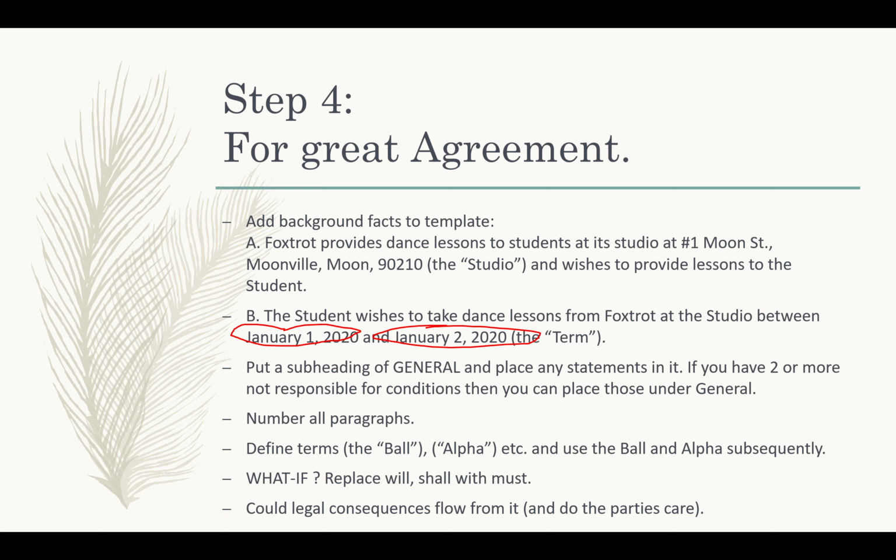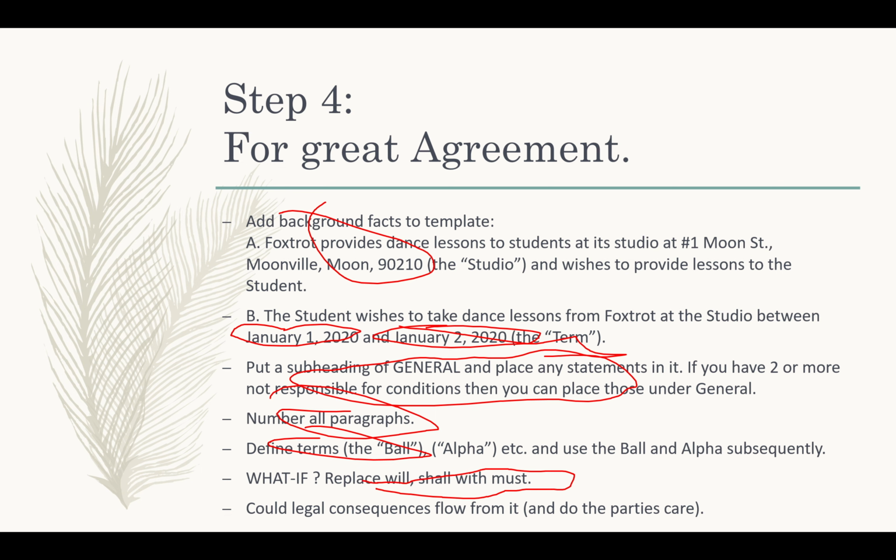So we've covered defining the terms, we've covered numbering all the paragraphs, subheadings, headings. Let's see, what have we left out? We covered some of the background facts. Generally, we try and use must instead of will and shall because that's the modern way to do it. You can still use will and shall. And finally, you need to make sure legal consequences flow from it. Otherwise, there's no point adding it.